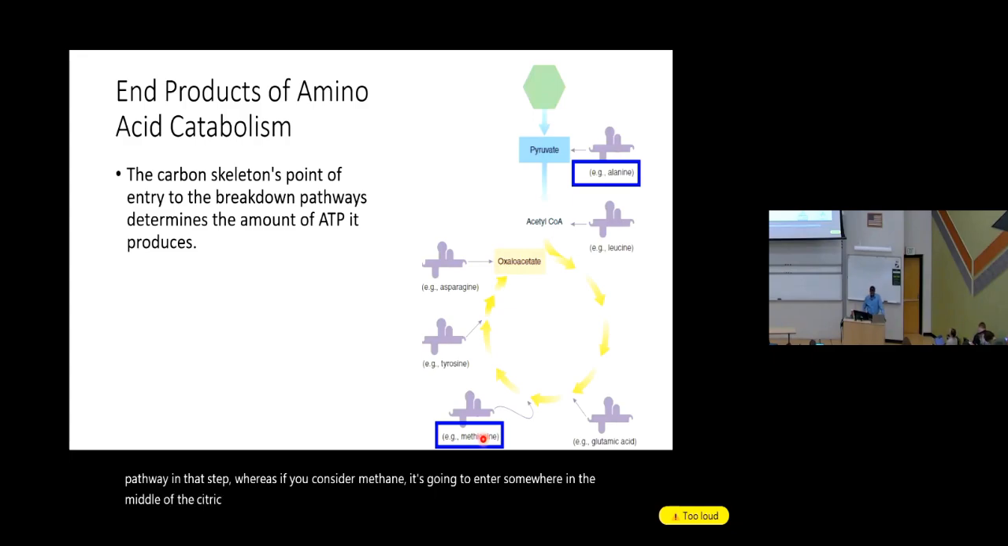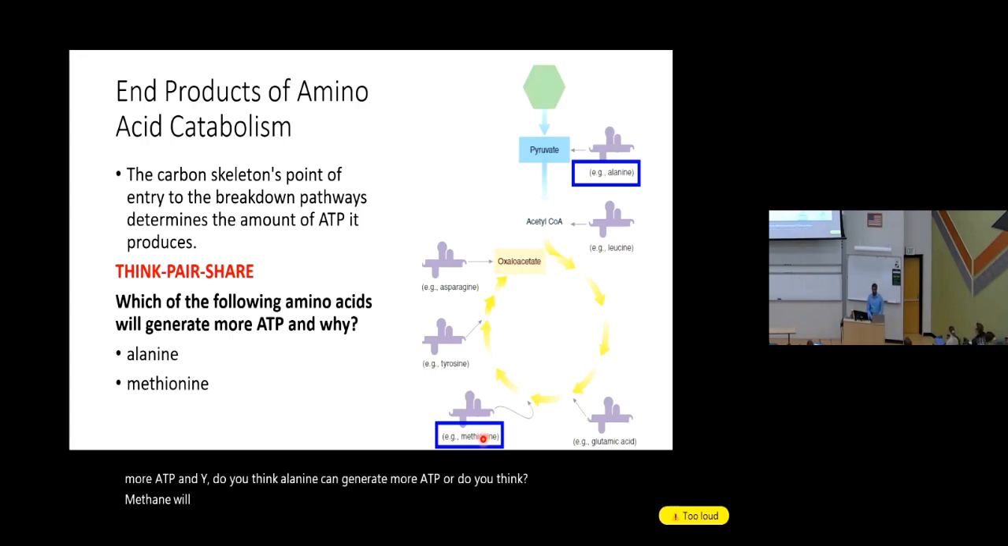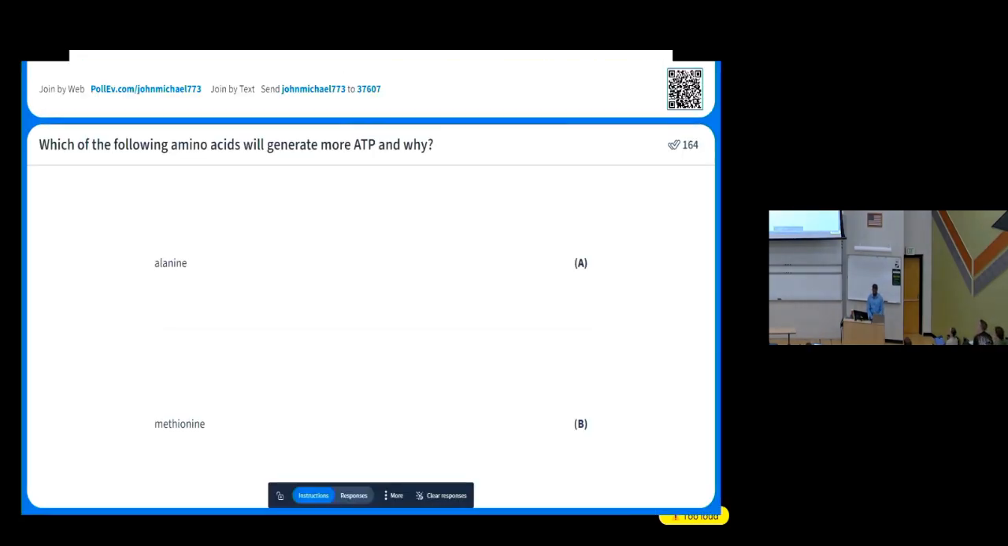So here's the question, right? Which do you think will generate more ATP and why? Do you think alanine can generate more ATP, or do you think methionine will generate more ATP? You can just take a couple of minutes to fill out this poll everywhere.